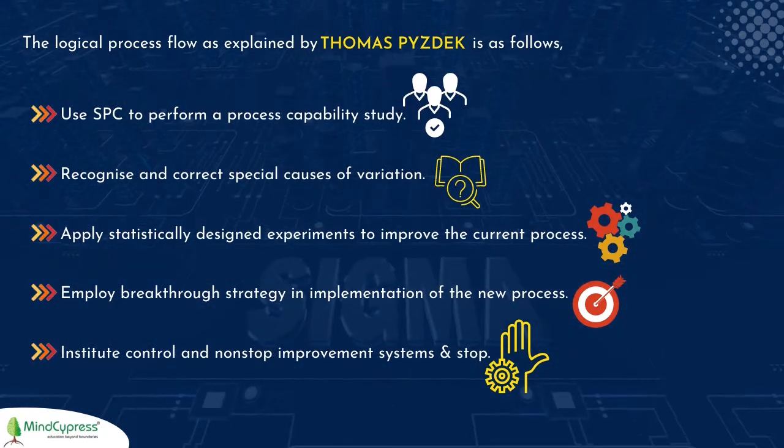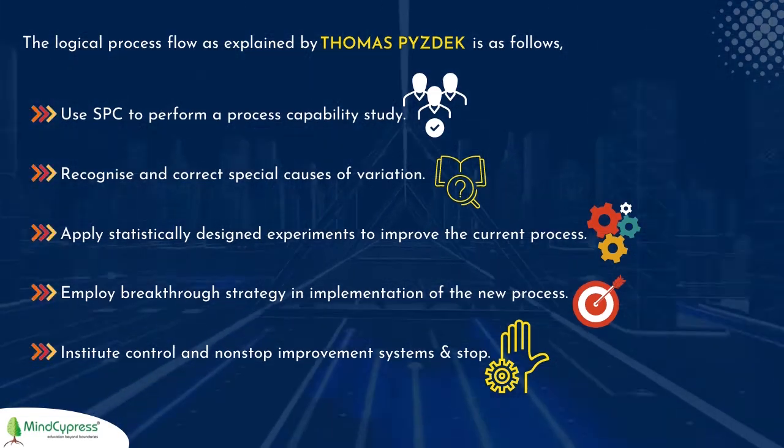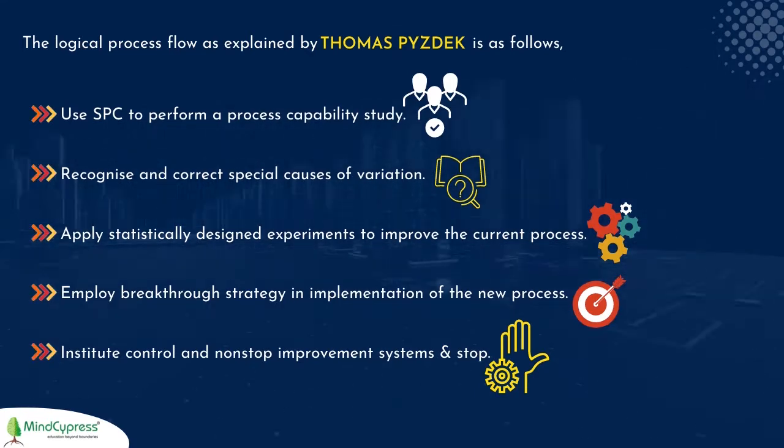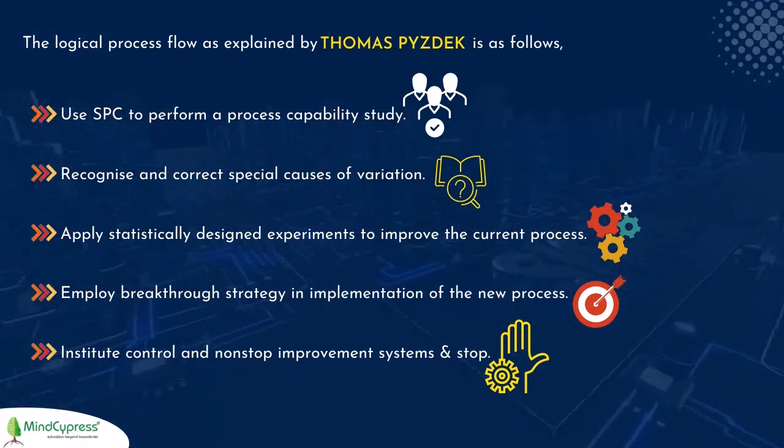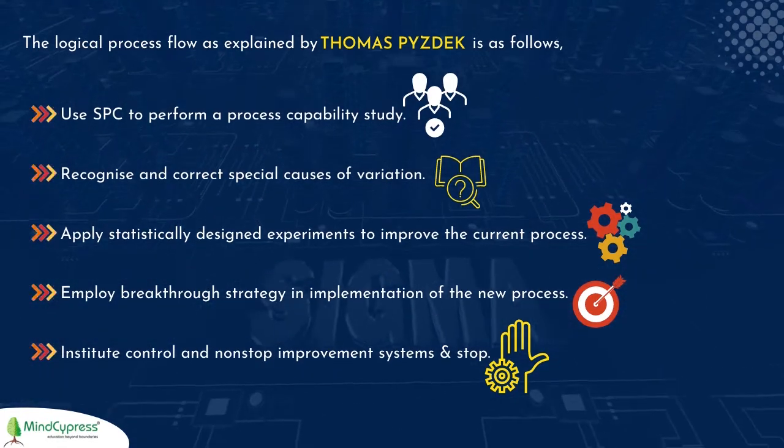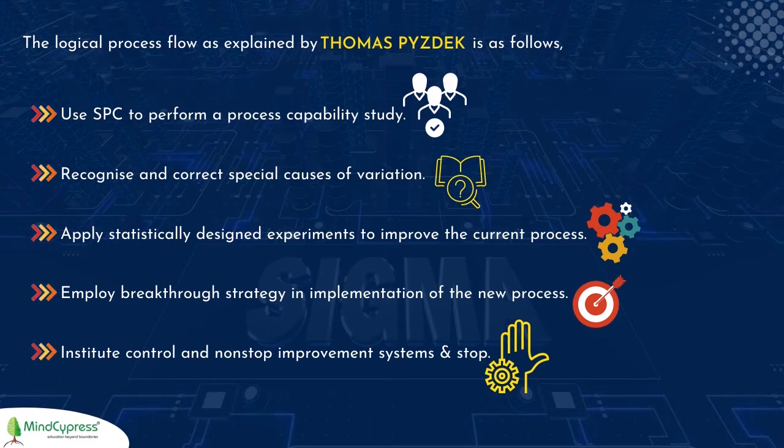Apply statistically designed experiments to improve the current process. Cultivate and implement an entirely new process that meets the project's goals using an employ breakthrough strategy. Institute control and non-stop improvement systems, and stop.